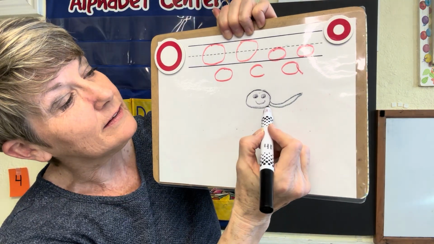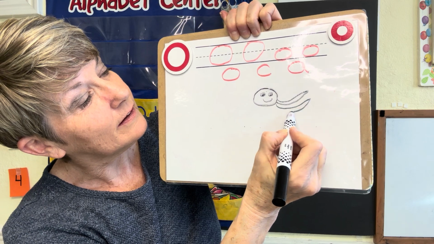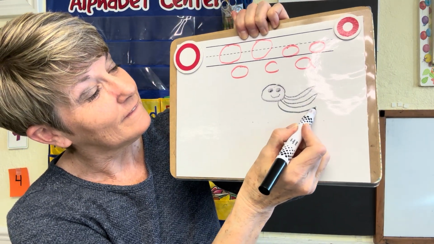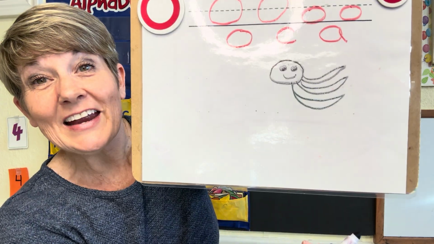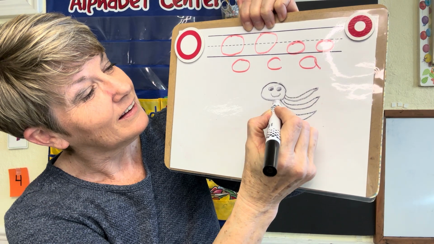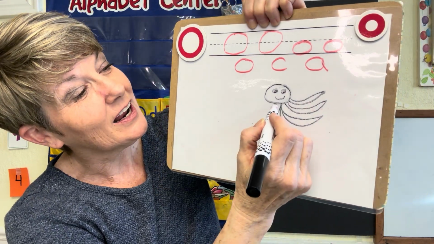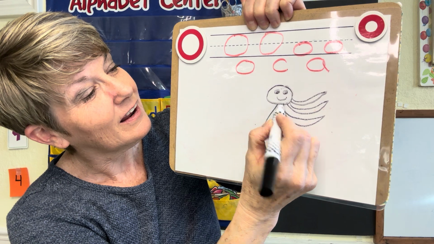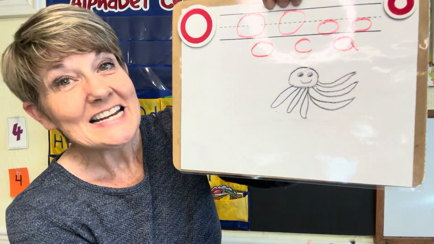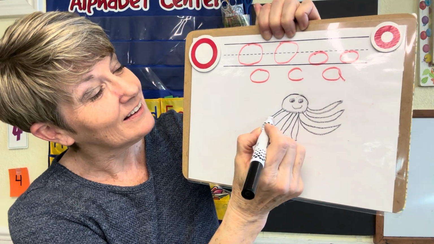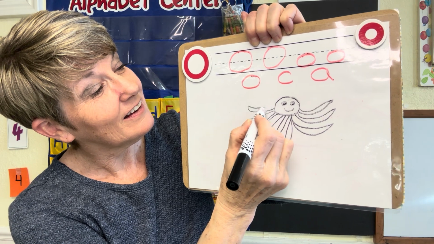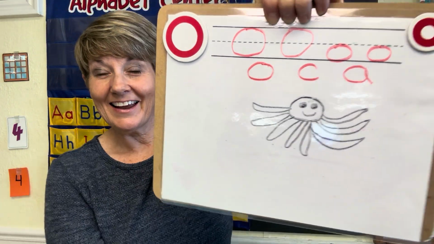There's 1, 2, 3. They're kind of funny legs, huh? 4, 5, 6, 7, 8. Do you like that octopus?